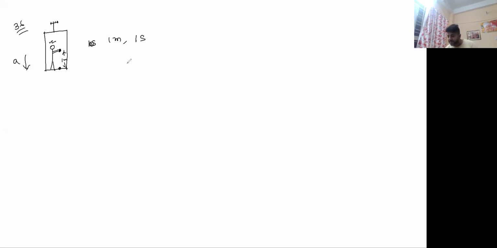Is it clear, everyone? Yes, sir. Is it clear? Now the question is that from this data, find the acceleration of the elevator. What a great question. So find from this data the acceleration of the elevator. Try.